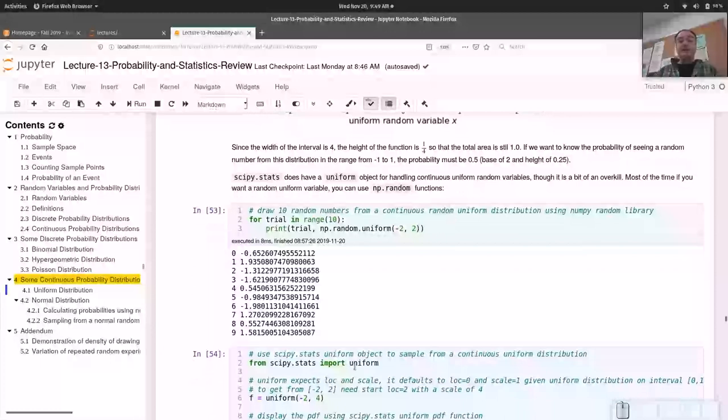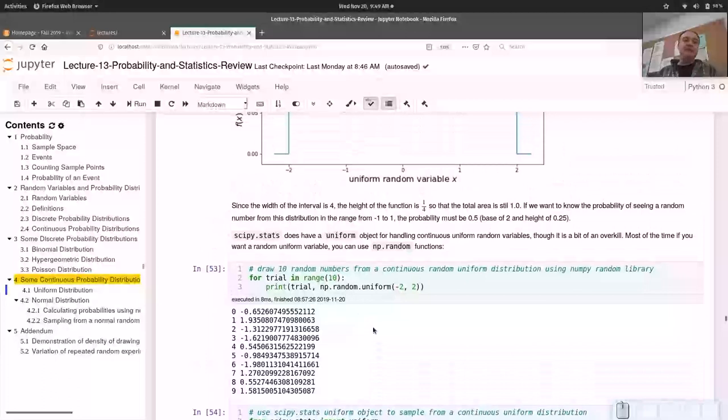There is a SciPy stats object for doing uniform distributions. It's a bit of an overkill for uniform. There is one for sampling from a uniform distribution in the NumPy random library as well. So the NumPy version, you basically give it the begin and end of the interval, and what you find is you're going to get numbers generated in the range from negative 2 to 2, and it's equally likely you'll get any number between negative 2 and 2 in this case. So it's uniformly likely, right? But again, the random variable you're getting is a floating point number. It's continuous, right? It's a real value number.